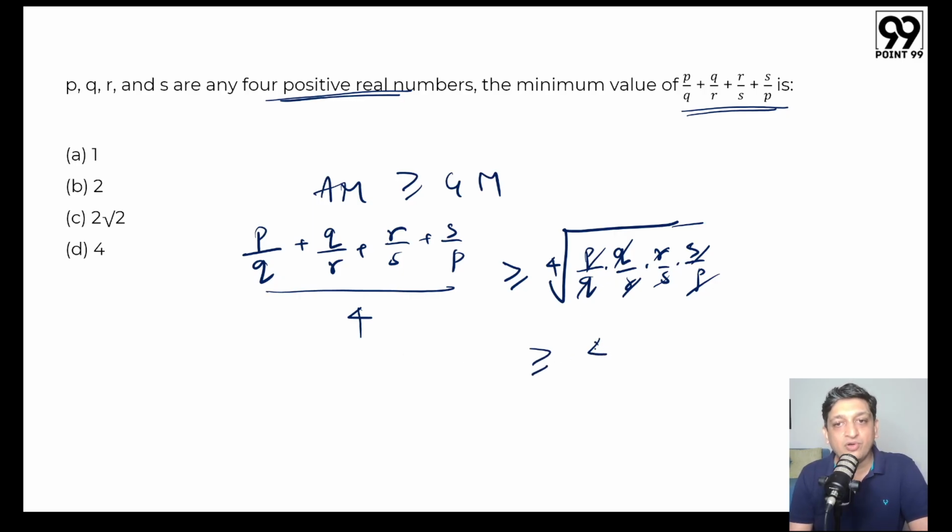Now this 4 will go here and will become like this. So whatever is the sum that we are supposed to find out, it has to be greater than or equal to 4. So the minimum value of the sum that we are trying to look at is going to be 4, and that is also going to be the answer to this particular question.